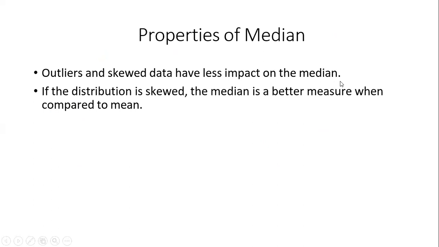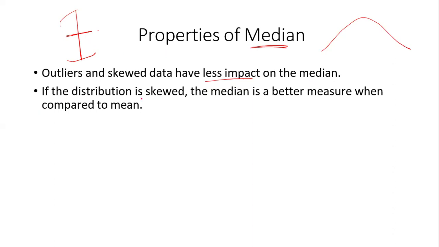Then the properties of the median. The properties of the median relate to outliers and skewed data. The median is less affected by outliers and skewness, because the data point is exactly in the middle. So outliers and skewness do not affect the median.